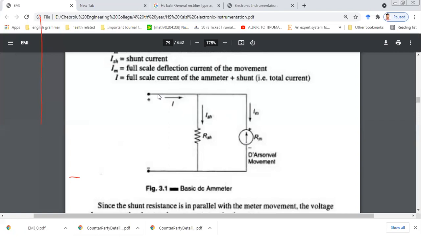So there is no other path. If high currents come, they should be limited by the multiplier. Whereas in this case, if high currents come, they will pass through this low resistance. In such a situation, the meter allows only up to the maximum deflection current, and the remaining current moves through the shunt resistance. So in such a situation, we can safely use the meter.